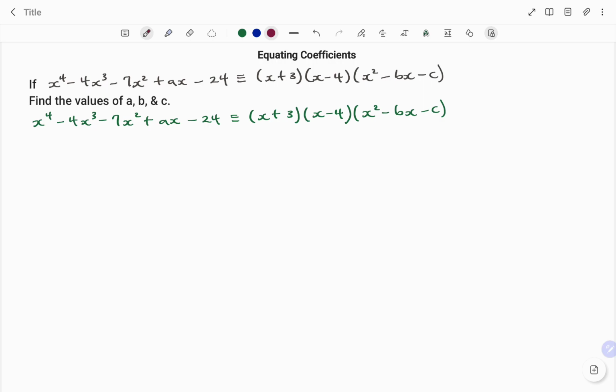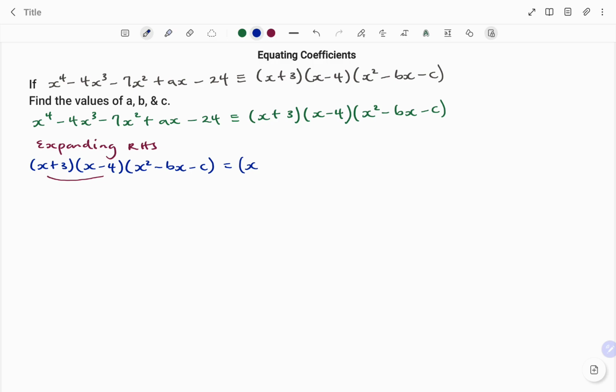Rewriting the question, the first step is to expand the right-hand side. The right-hand side we have x plus 3 multiplying x minus 4 multiplying x² minus bx minus c. The first step is to multiply the first two brackets. That's x plus 3 multiplying x minus 4. And that will give us, in bracket, x².